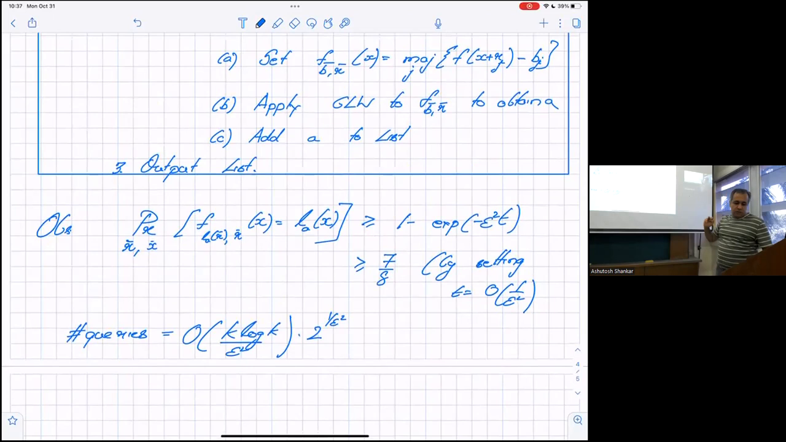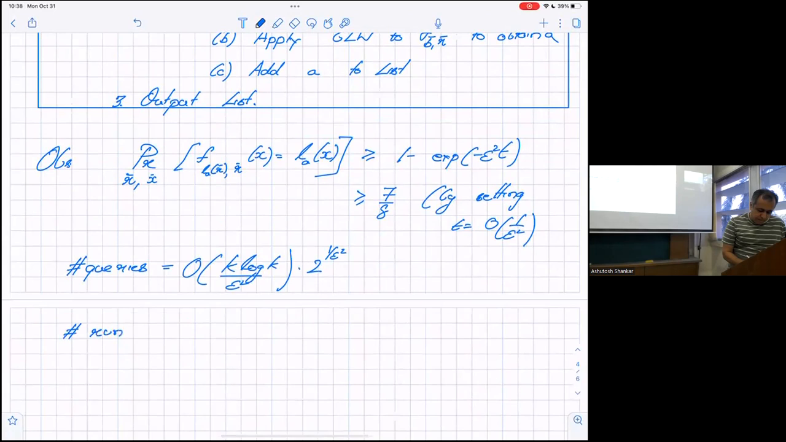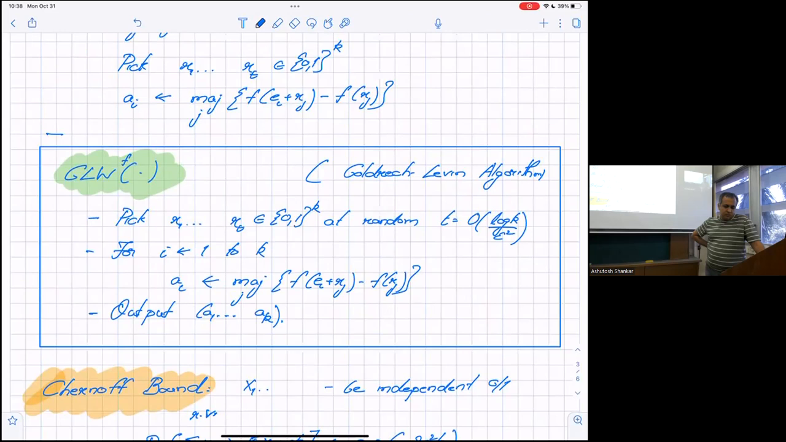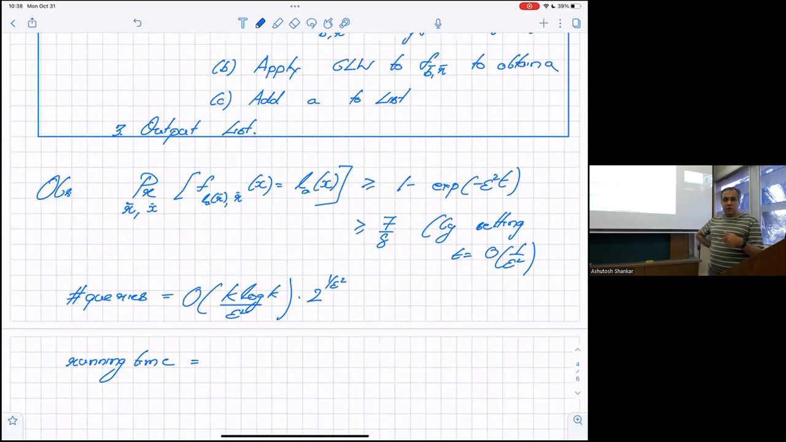What's the running time? Apparently we should have looked at the running time of this. It's k squared log k actually. K squared log k because of what? T. K squared times t, so it appears like k squared log k. That's a crude upper bound you can do. So each GLW run will take k squared log k.